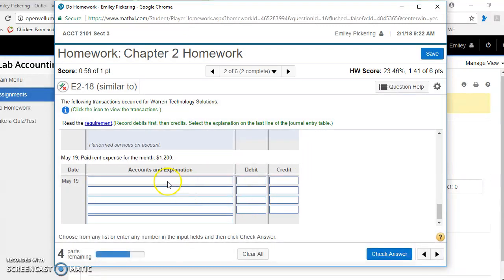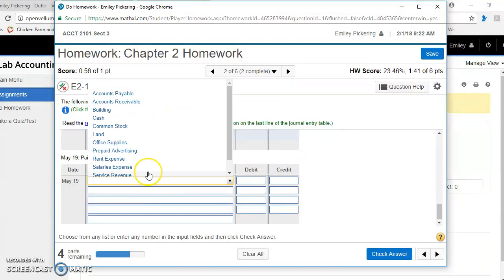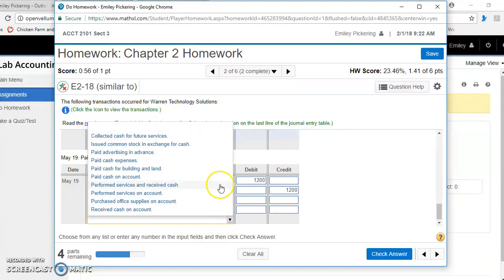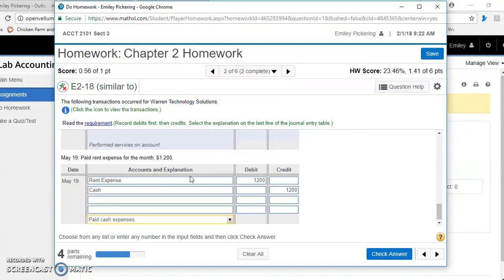Paid rent for the month. So my rent expense, my cash. So my cash went down $1,200 because I paid with cash. And then I have rent expense, and rent lowers equity. So to lower equity, I debit. You always debit an expense. Or you could say I need to put something on the debit side. So paid cash for an expense.